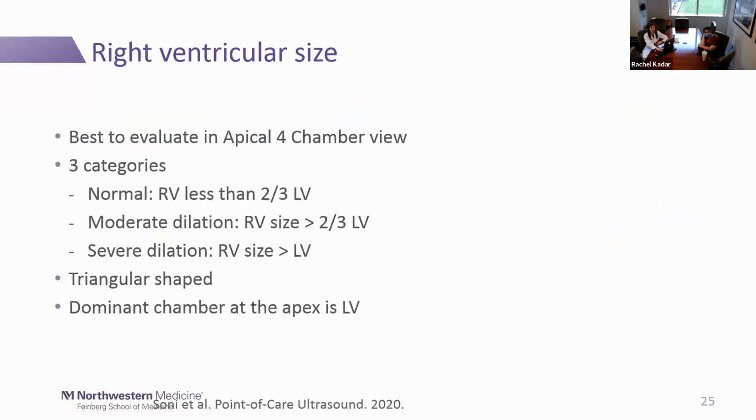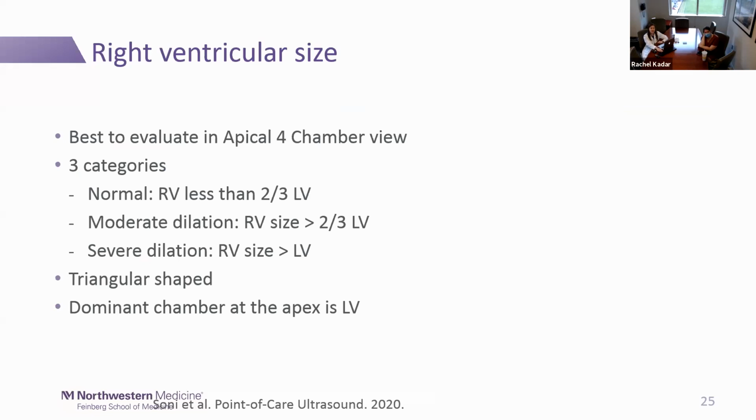So let's talk first about size. Again, we said it's best to evaluate in the apical 4-chamber, and there are 3 categories when we talk about right ventricular size: normal, moderately dilated, and severe. So normally the RV should be less than 2/3 the size of the LV. Moderate dilation, the RV is greater than 2/3 the size of the LV, and severe dilation, RV is greater than the LV. I always tell the residents from a POCUS standpoint of view, if the RV and the LV are the same size, that's bad. If the RV is bigger, that's really bad. Just make sure your probe isn't swapped.